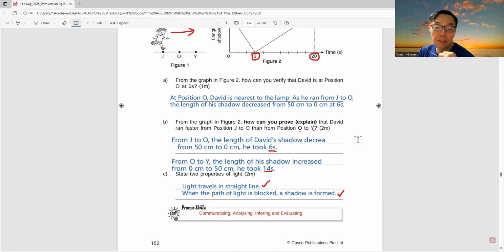Part C, state two properties of light. The two properties of light are, first, light travels in a straight line. And secondly, when the path of light is blocked, a shadow is formed. So if it is blocked by a translucent object, the shadow will be lighter, or if blocked by an opaque object, the shadow will be darker.